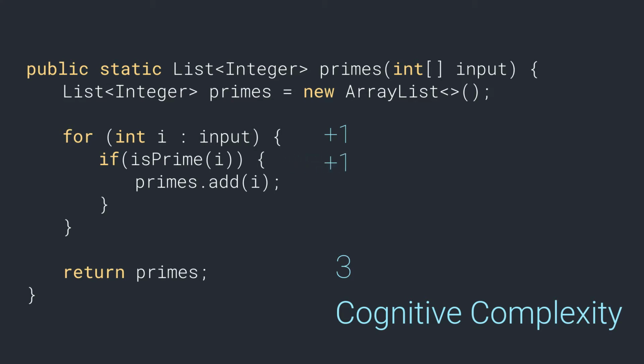At the same time, the increment depends on the nesting level. Our if statement is within the for loop. This is why we increment here by 2 instead of 1. Intuitively, this makes sense. The more we break out of the linear flow and the deeper we nest our code, the more cognitive load one would expect and the more difficult the code is to understand.